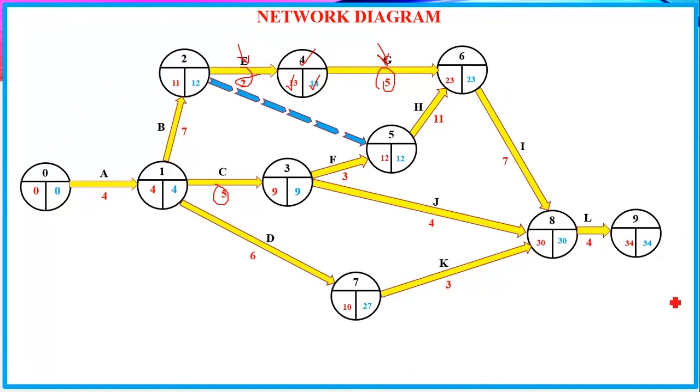And remember how we defined a network. It is a combination of activities, events, and dummy activities, and that is what I have in this diagram here. So we are done with part 1 of the question, which required us to draw a network diagram.